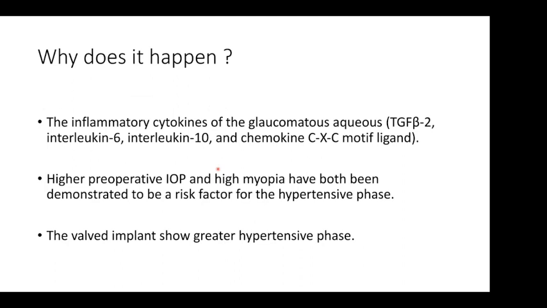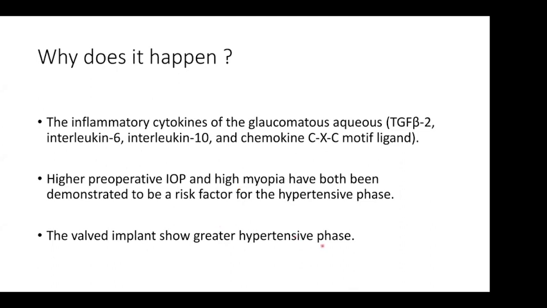Again, a lot of inflammatory cytokines are present in the glaucomatous aqueous, because the aqueous of the eye where the pressure is not controlled is different from the aqueous of the normal eye. A lot of inflammatory cytokines, interleukin, and a lot of inflammatory mediators, which induce a lot of inflammation around the plate. And then higher preoperative IOP and high myopia have been demonstrated in regression analysis as factors for the hypertensive phase. And the valved implants show greater hypertensive phase.